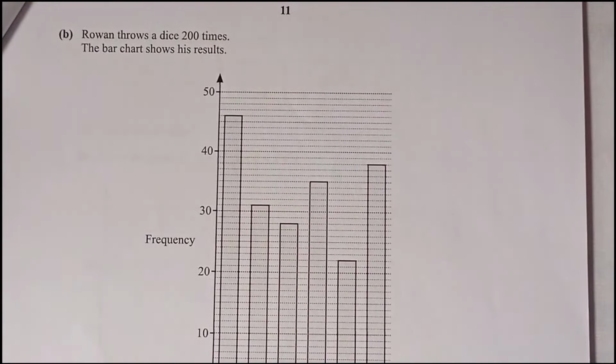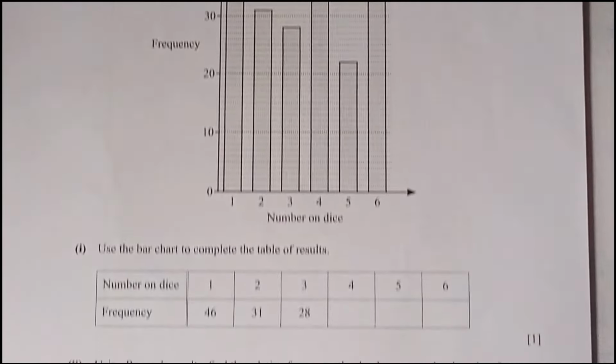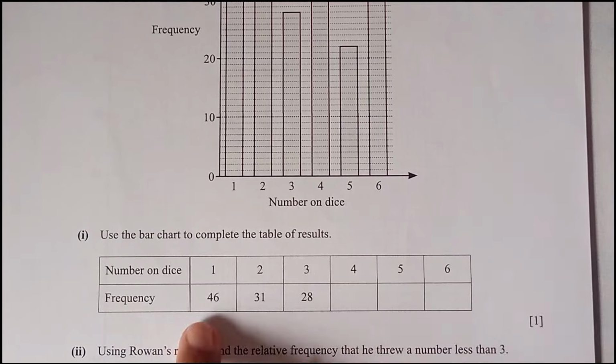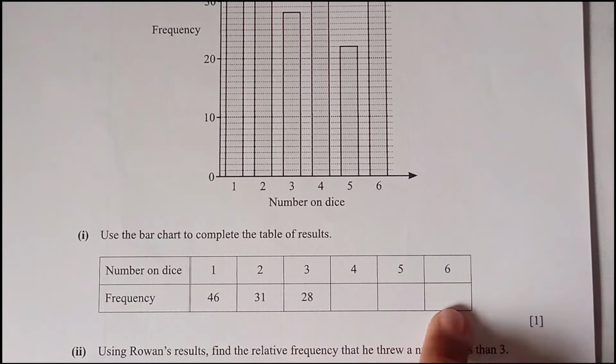For part B, Ron throws a dice 200 times. The bar chart shows his results. The number on the dice is 1, 2, 3, 4, 5, 6, and the frequency. Now for the first part, use the bar chart to complete the table of results, the number on the dice and the frequencies. For the numbers 1, 2, and 3 the frequencies are already given. We need to work out 4, 5, and 6.